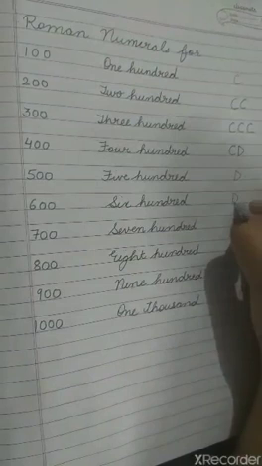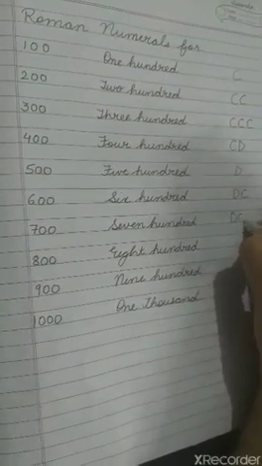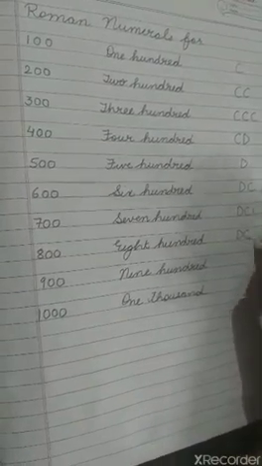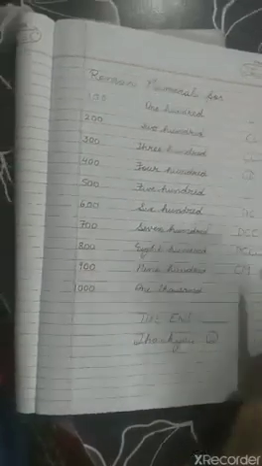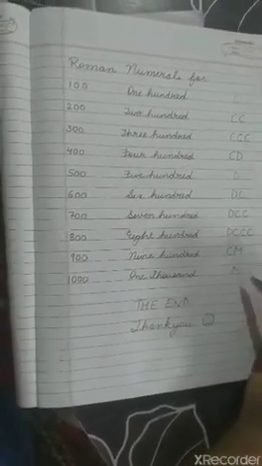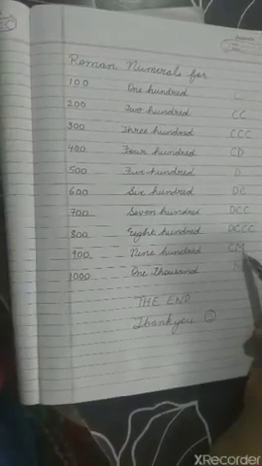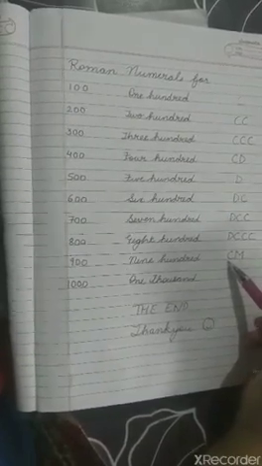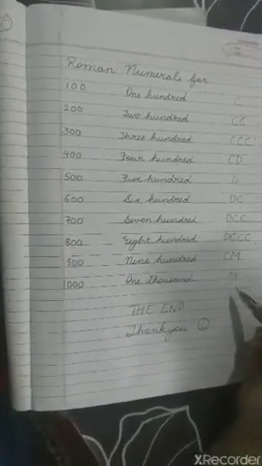Then 500 plus 100, 600. 500 plus 100 plus 100, 700. 500 plus 100 plus 100 plus 100, 800. 900. We cannot repeat the Roman numeral more than 3 times, so we'll go for the next basic symbol, that is M, which stands for 1000. So 1000 minus 100 is 900. So the symbol for 900 is CM, and for 1000, it is the basic symbol M.